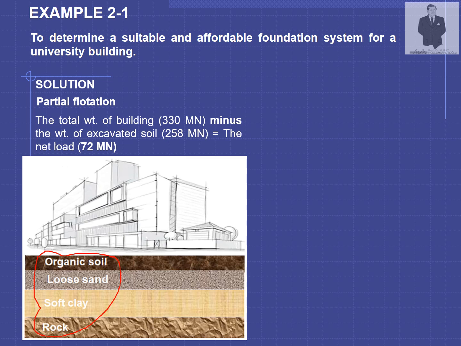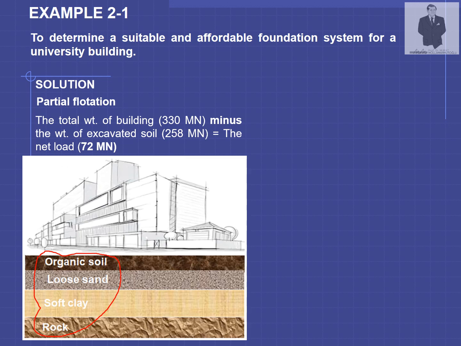Now let's come back to the partial flotation technique. If the weight of a building is reduced by removing soil, the technique is called flotation. If it is partly compensated, it is called partial flotation. That was the case in this project. When entirely compensated, it is called full flotation.